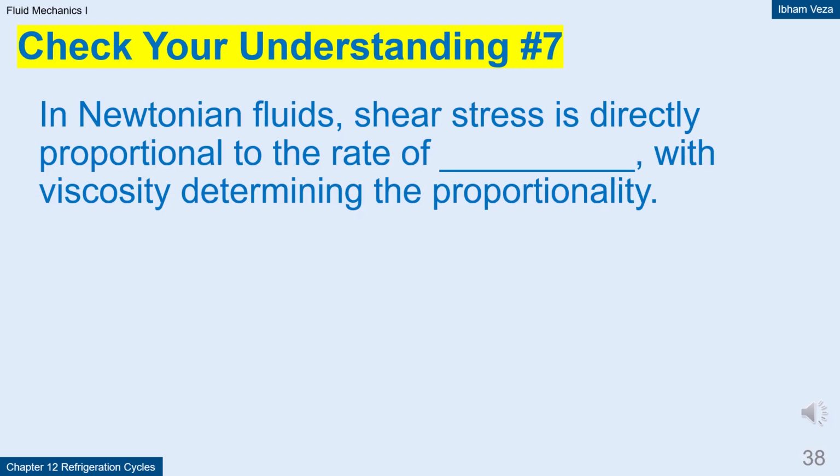Check your understanding number 7. This slide checks understanding of the relationship between shear stress and the rate of deformation. The core of the question is to recognize the characteristic behavior of Newtonian fluids. The correct answer confirms that shear stress is proportional to the rate of deformation. This evaluation reinforces the basic definition of viscosity. This understanding is essential before discussing non-Newtonian fluids.